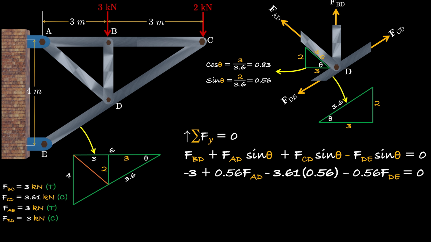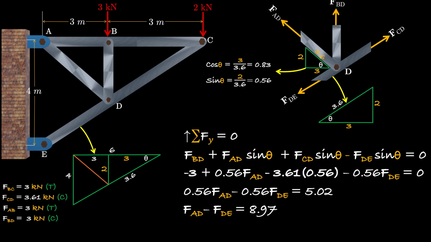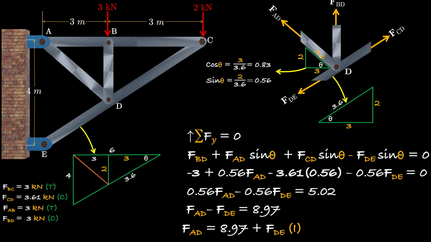Now we have 2 unknowns and 1 equation, so that means we need another equation so that we can come up with simultaneous equations. So now let's simplify, right? Now the other thing that you can do, you can either make FAD subject of the formula or FDE, right? So let's start by dividing by 0.56 on both sides, and after that we can make FAD subject of the formula. And if we do that, we're going to see that FAD is going to be 8.97 plus FDE, and we're going to write this as equation number 1.